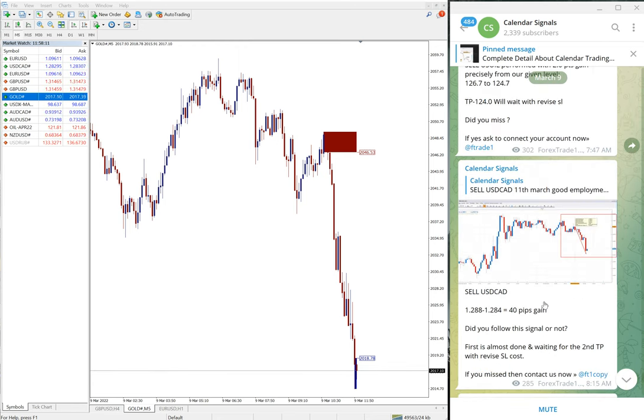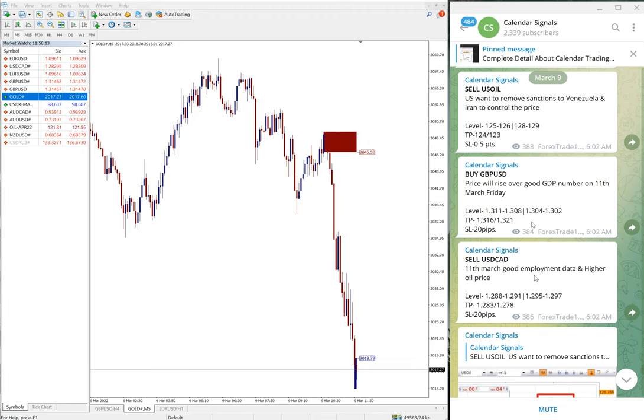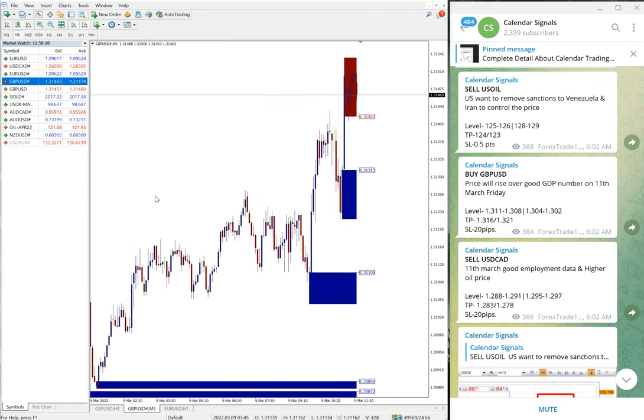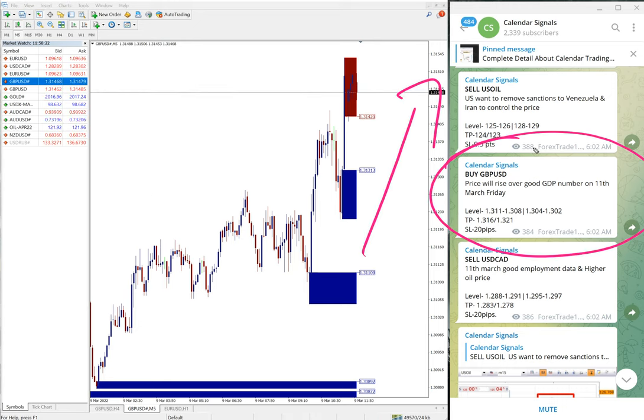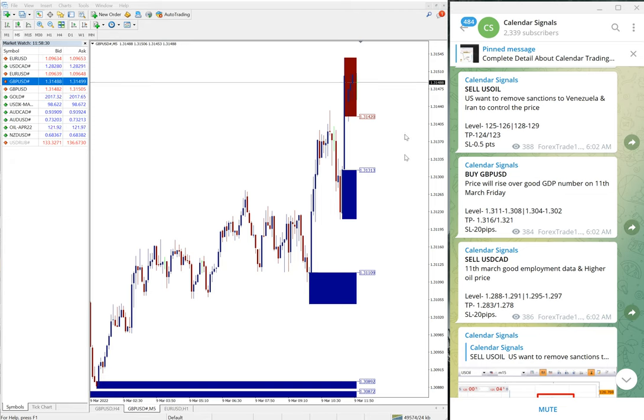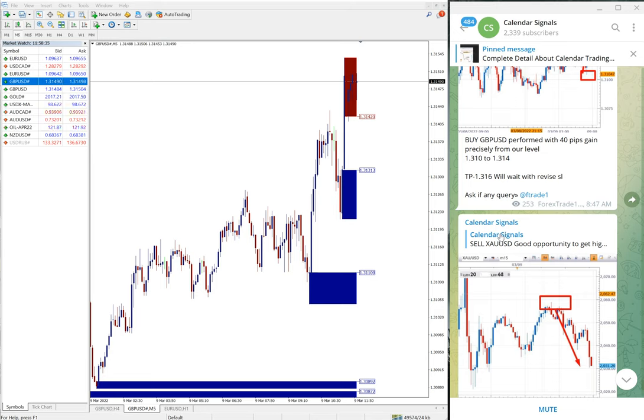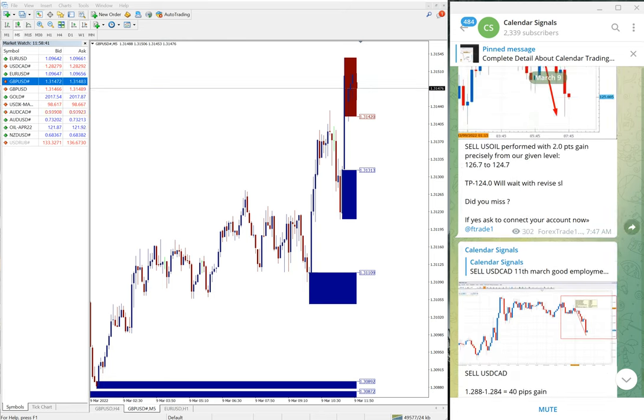Then the next performance we are going to see is buy GBPUSD. Here is the GBPUSD chart. You can see clear uptrend, again moved in our predicted direction, and price will rise over good GDP number on 11th March Friday. So based on this reason, we have given buy GBPUSD, and GBPUSD also moved in our predicted direction and made 40 to 50 pips gain on GBPUSD.